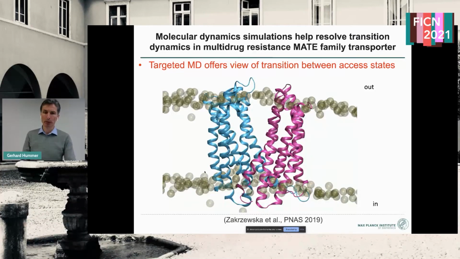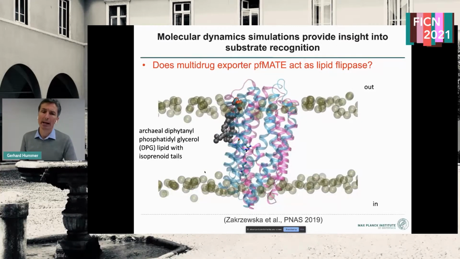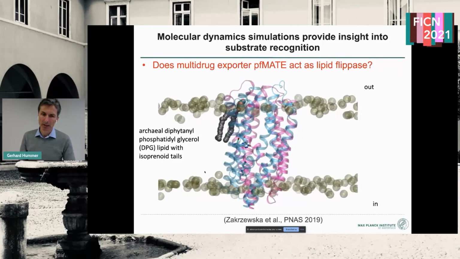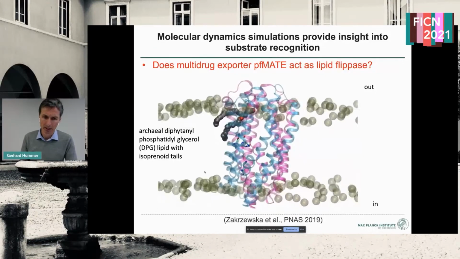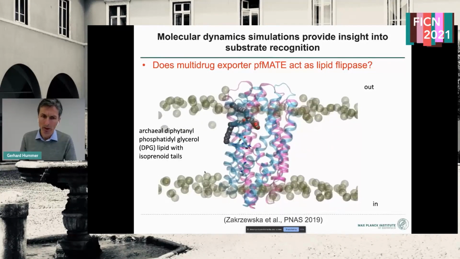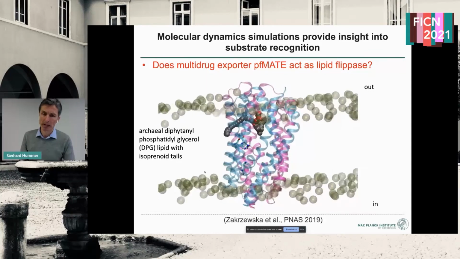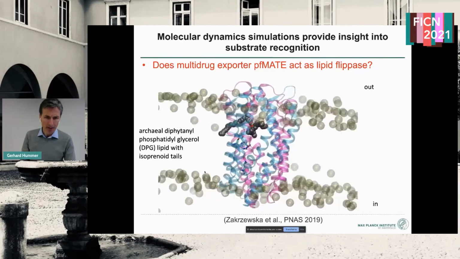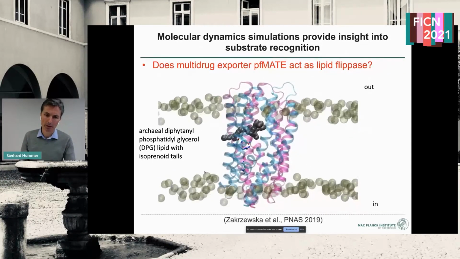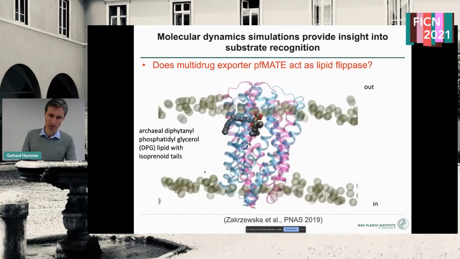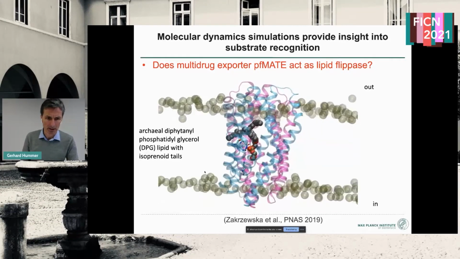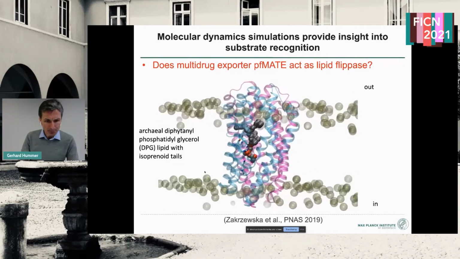for the overall transport. But how is then the substrate taken along for the ride, taken from one side of the membrane and released on the other side? And here again, MD simulations gave us a glimpse of what is happening. And what we saw in the MD simulations, these were carried out by Reza Mehdipour, really an outstanding postdoctoral fellow who is actually now in the process of starting his independent career.